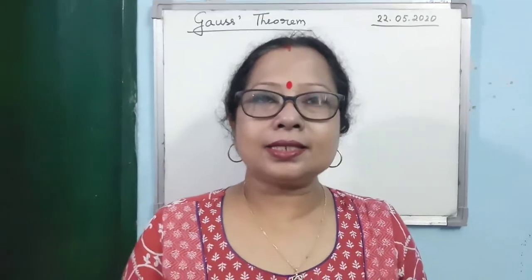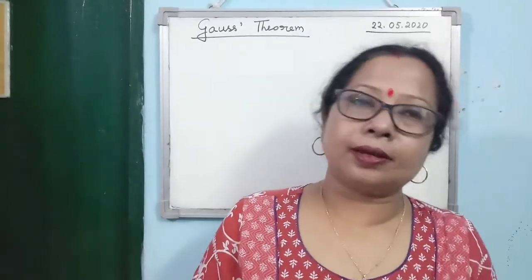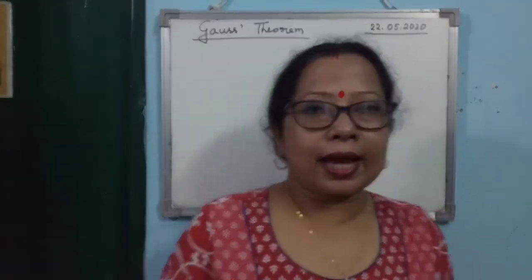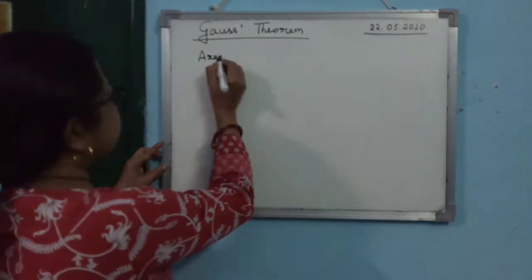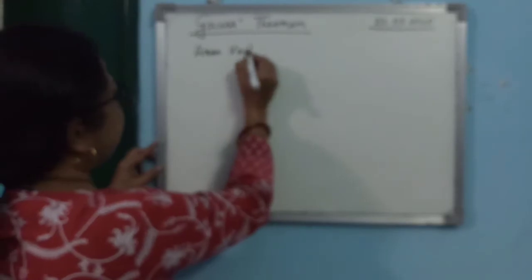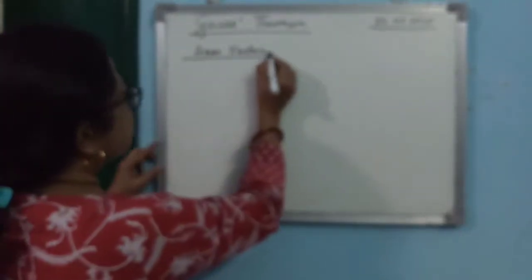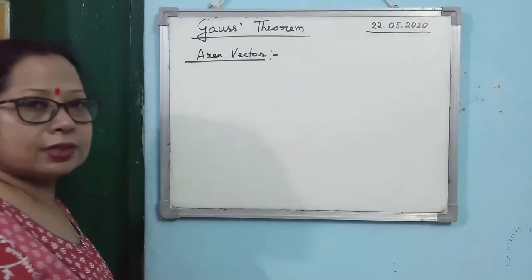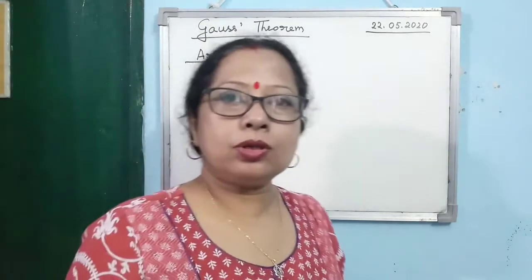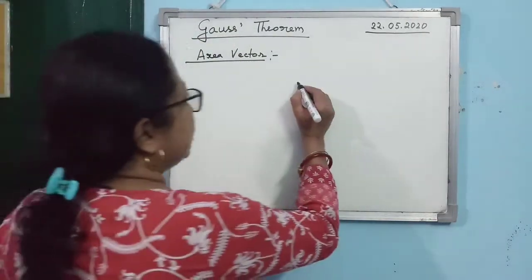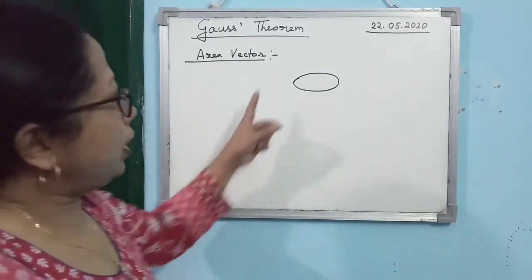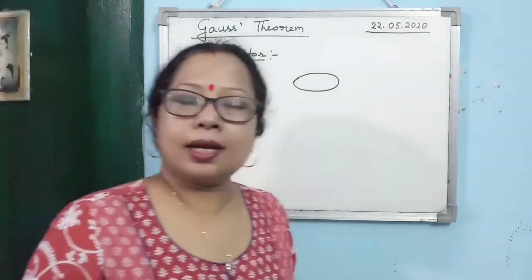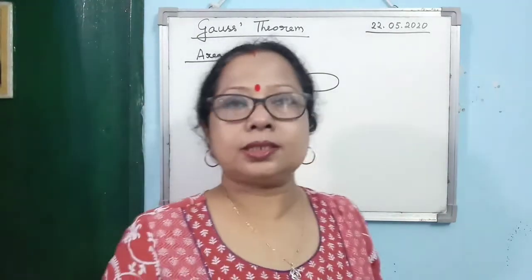I am starting the next chapter, that is Gauss's theorem. So before knowing that, you must know about the area vector. I have already given you the concept in 10th standard, 11th standard itself. Everybody knows that if you consider a certain area, then we consider this area as a vector quantity.